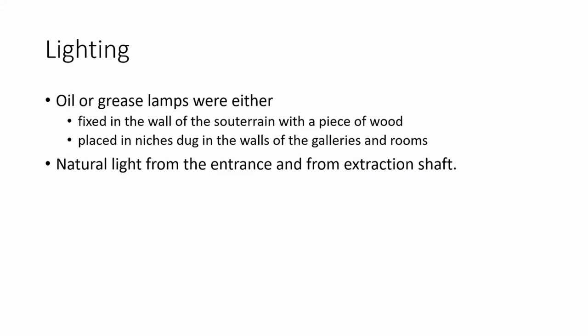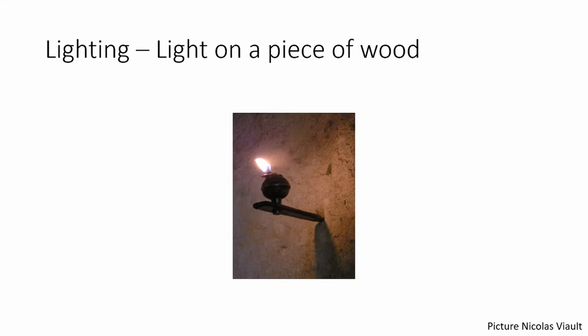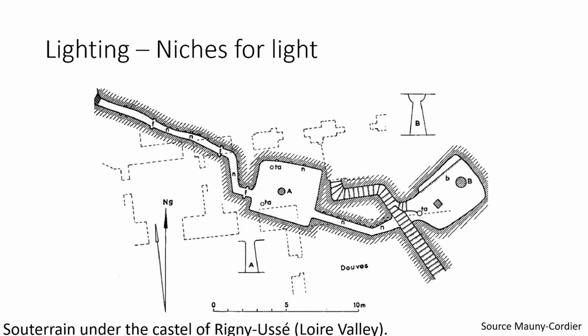Another important thing is the tools and the lighting. We have some indication of which type of light they were using, from the quarrymen in the 19th century, and also from some trays you can find in the souterrains. So we believe that they were using oil lamps or grease lamps. They were fixed on the side of the souterrain. This is a contemporary picture, but it's a reproduction of how it could have been at that time. It's just a piece of wood fixed in the wall, with a light above it. That's one solution. The other solution is to make niches in the walls of the souterrains.